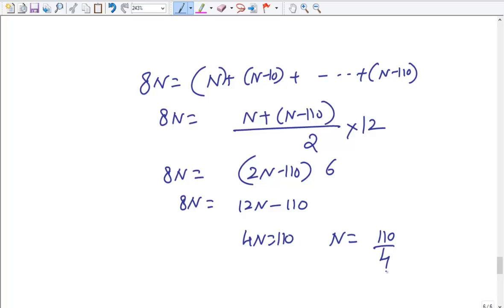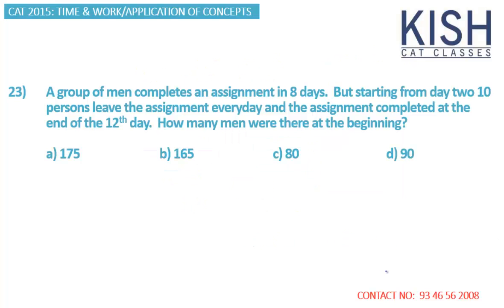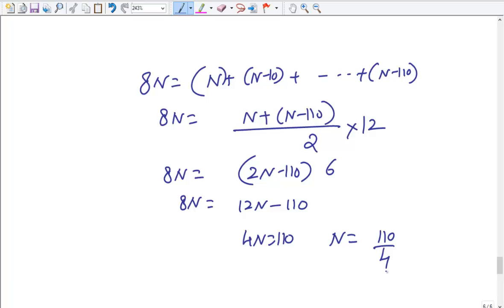Now what is the question? How many men were there at the beginning? Oh, it's 660. Why am I making a lot of mistakes here? 660 by 4 is going to be 165. I had taken n minus 110 as n plus 10 actually. Anyhow, this is how you can solve these questions quite easily by using the frame.